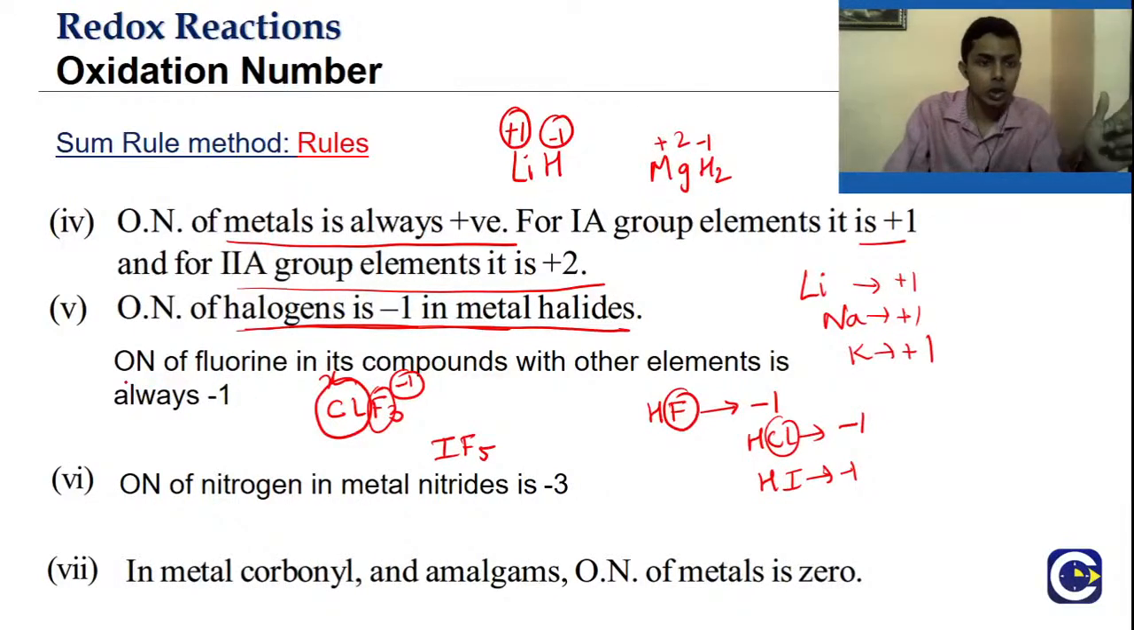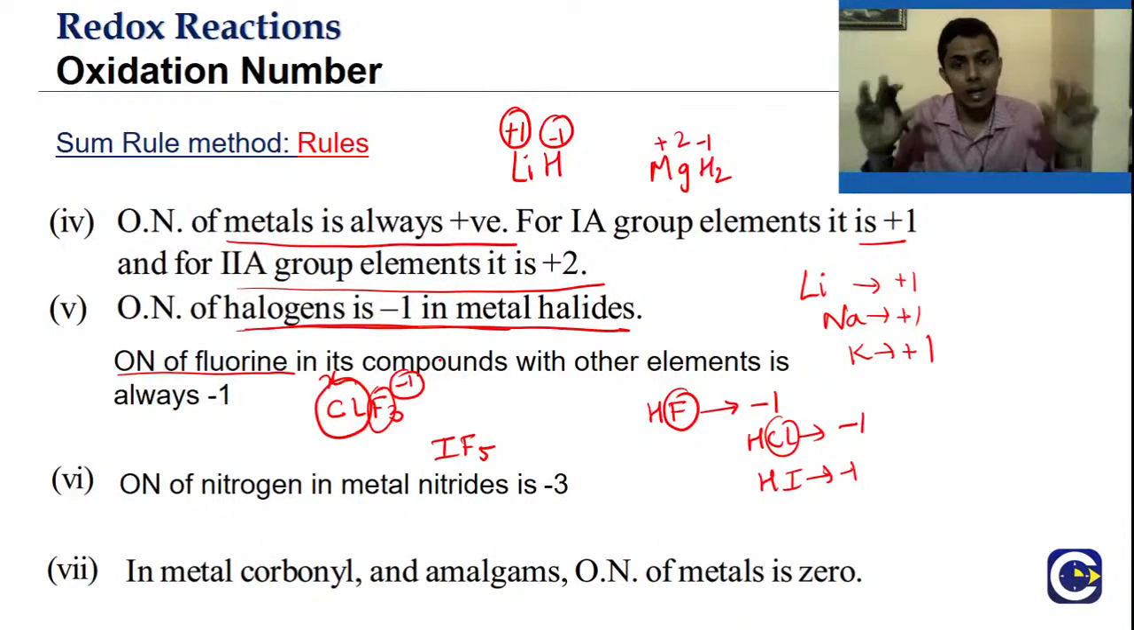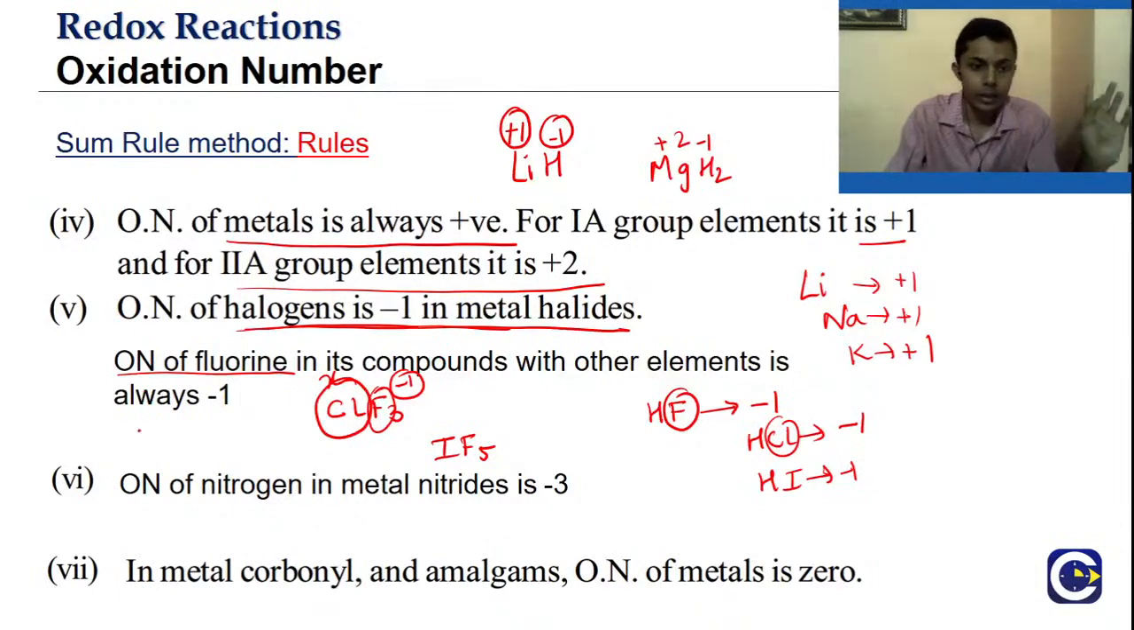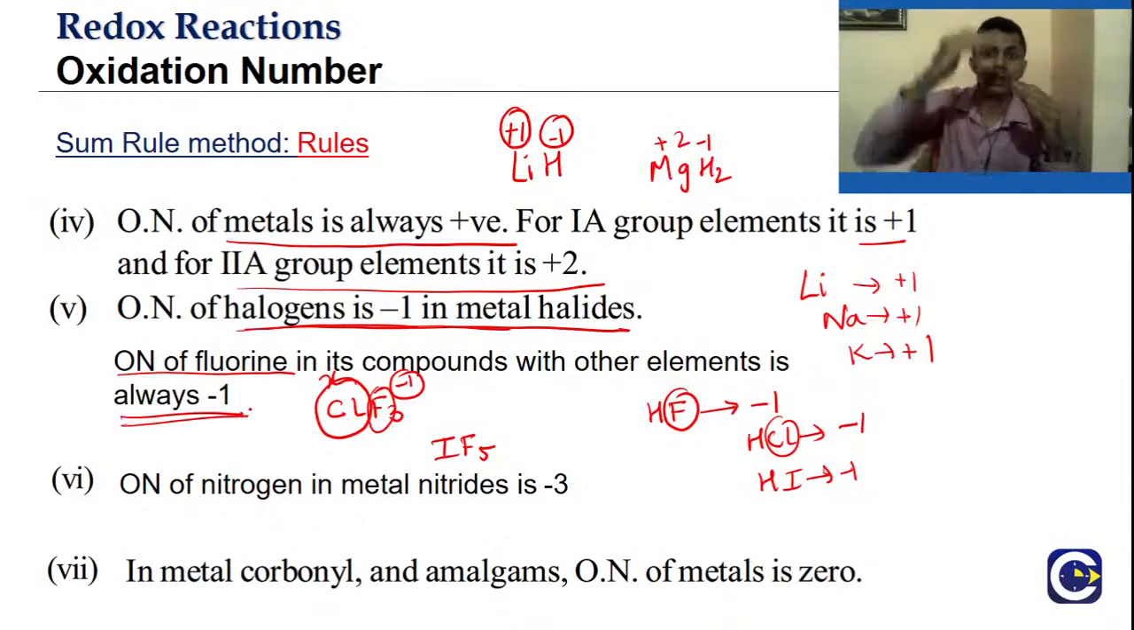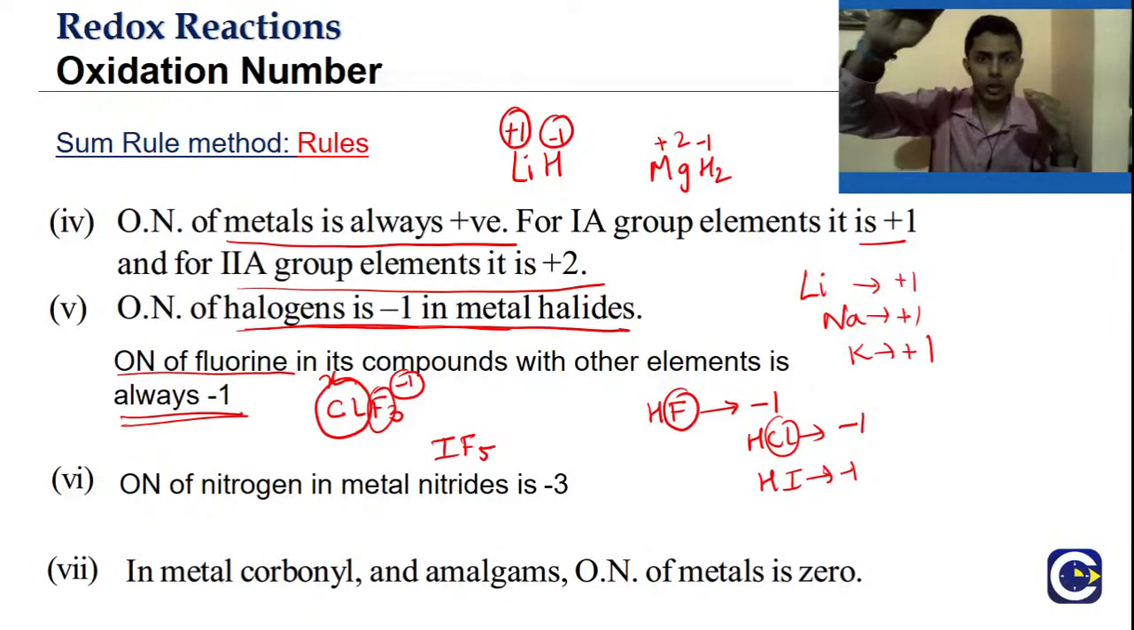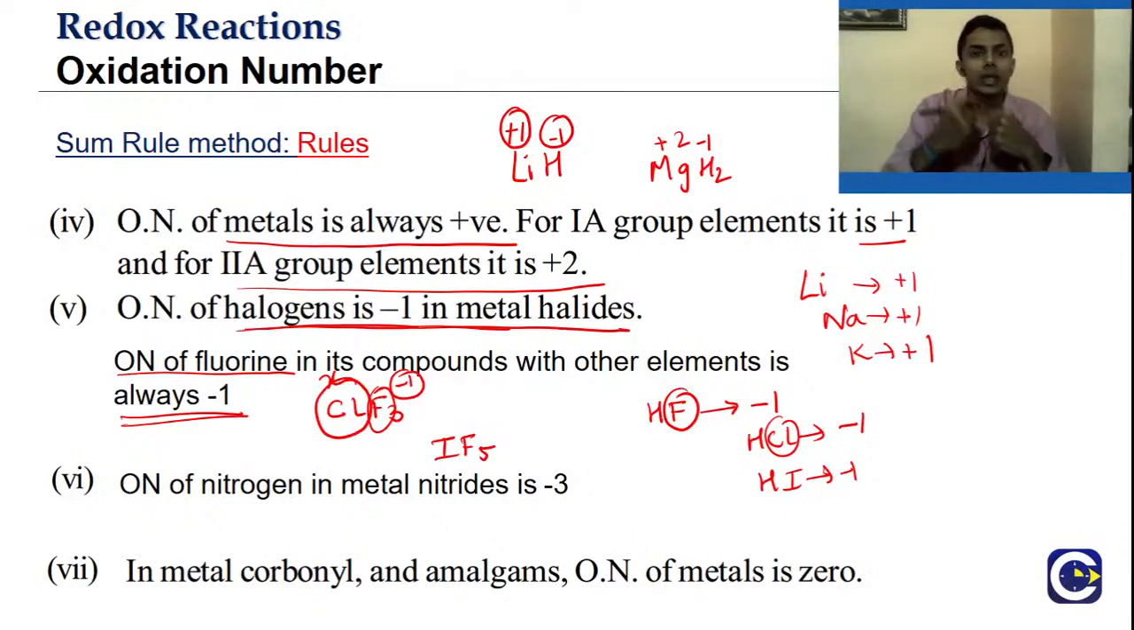But one thing is for sure, that the oxidation number of fluorine in its compound with any other element is always -1, because fluorine is the most electronegative. There is no competition between fluorine and any other element. Whereas in case of chlorine, if it is competing with fluorine, then chlorine's oxidation number would be different, depending on how many fluorine are attached.